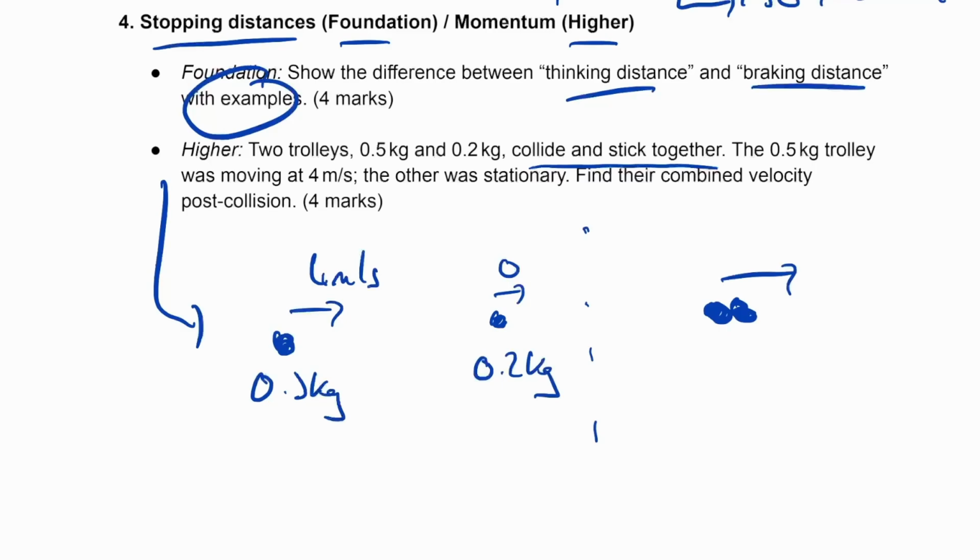So the combined mass is going to be 0.5 plus 0.2. It's just the individual masses added together, so 0.7 kilos. And the combined velocity is basically what we're trying to find out. Okay, so I'll just put v equals question mark here.